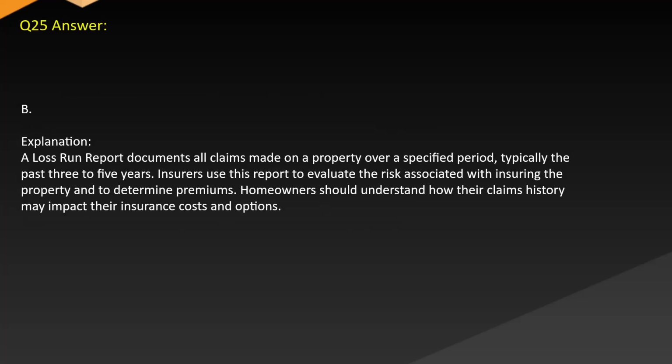Answer: B. Explanation. A loss run report documents all claims made on a property over a specified period, typically the past 3 to 5 years. Insurers use this report to evaluate the risk associated with insuring the property and to determine premiums. Homeowners should understand how their claims history may impact their insurance costs and options.